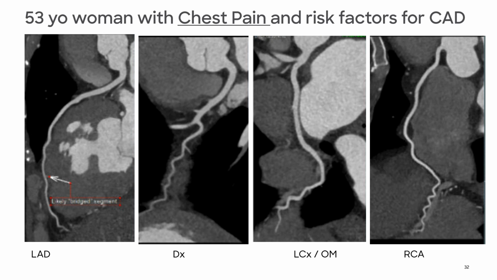This is what a CT scan of most of our patients who come through looks like. This is a 53-year-old woman with chest pain and risk factors for coronary disease, and her arteries are clean as a whistle. So there's the LAD, there's the diagonal branch, circumflex OM, and the right coronary. And there's continuous contrast throughout. There's no soft plaque, there's no hard plaque.